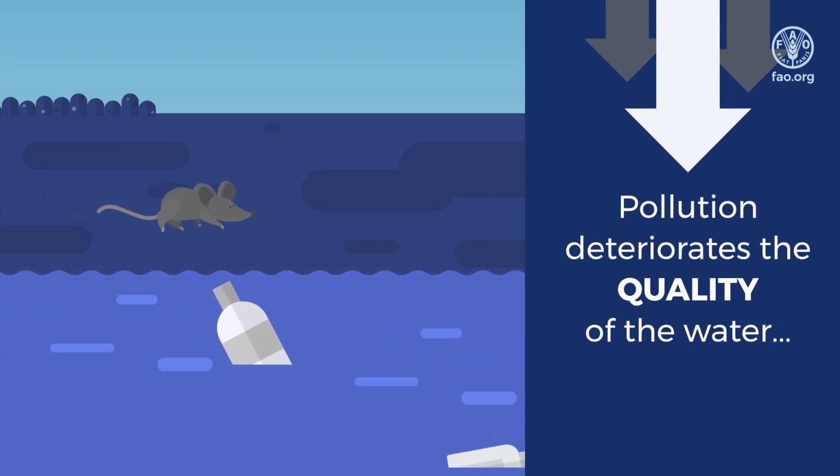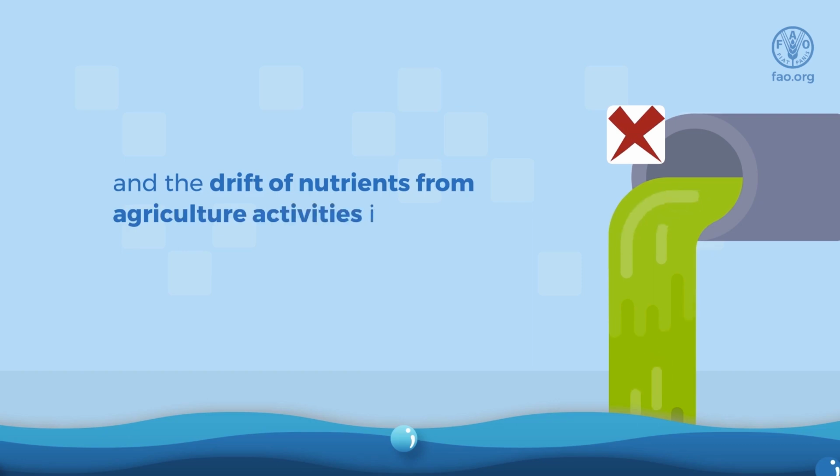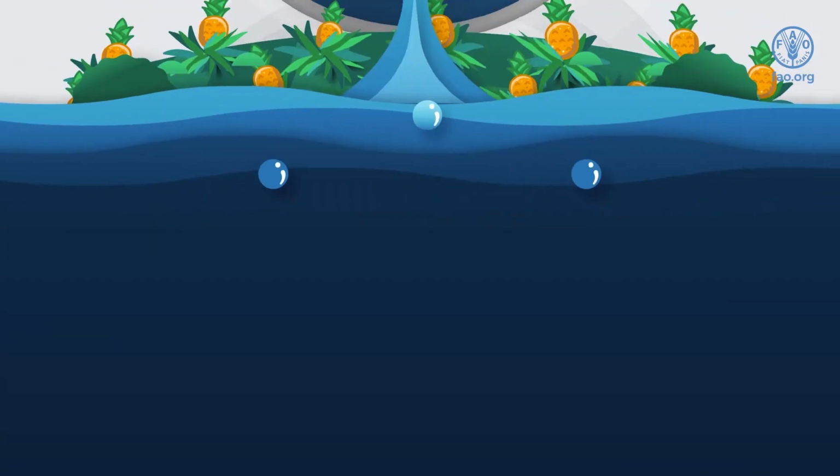On the other hand, water quality has been deteriorating because of the pollution of rivers and the drift of nutrients from agricultural activities into bodies of water. Then, why is it important to quantify the water footprint of a pineapple company?